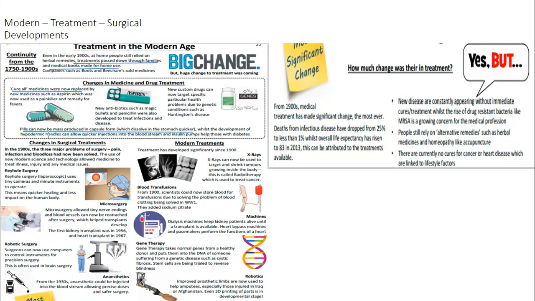Now, the surgical treatment and modern treatments is really important. We need to understand that the development in surgical treatment is absolutely significant. So we've got a few here that we need to talk about. In the 1900s, there were three major problems for surgery. You had pain, infection, and blood loss. They've been solved because of Lister and Simpson. So the use of new modern science and technology allowed medicine to treat illness, injury, and any medical condition. So we're going to go through a few of these.